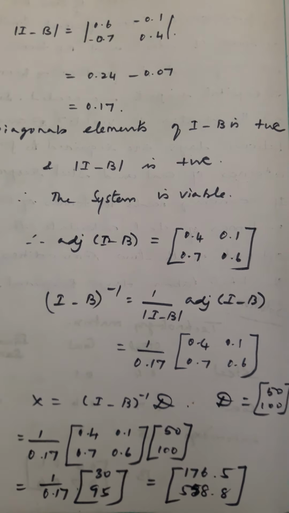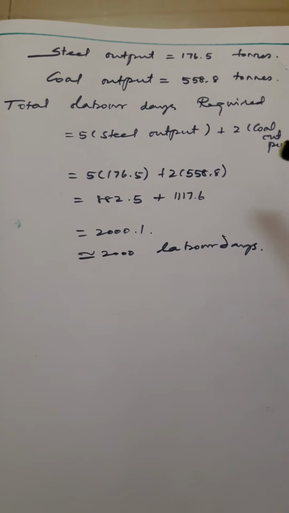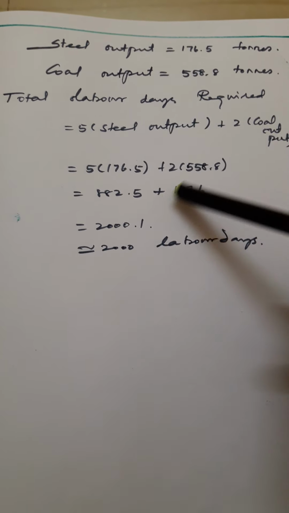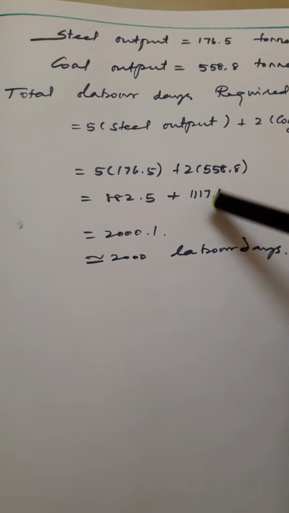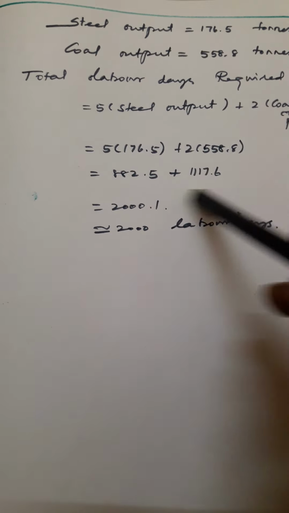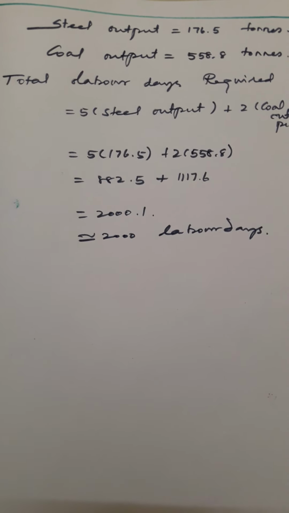The only thing you need is a calculator, otherwise you can't do this type of question. The detailed answers I have also given. Finally, the total labor days required: you have 5 and 2, given in the question. So it is 5 into steel output plus 2 into the second output. The value will be 882.5 plus 117.6. So it is 2000.1, approximately 2000 labor days. So it's one of the important questions. Thank you students. For continuation, you follow the channel.